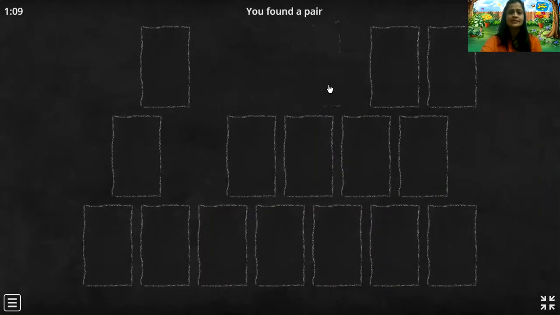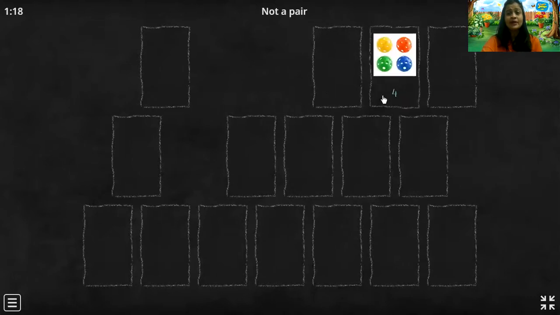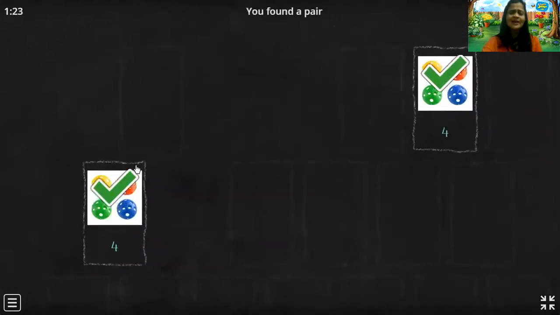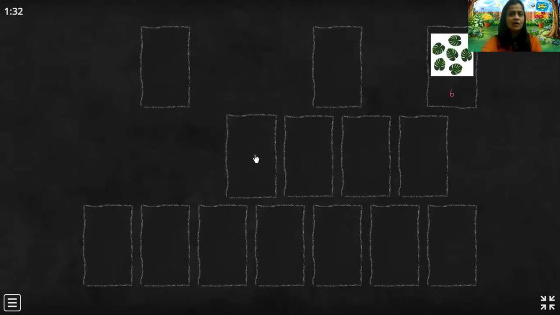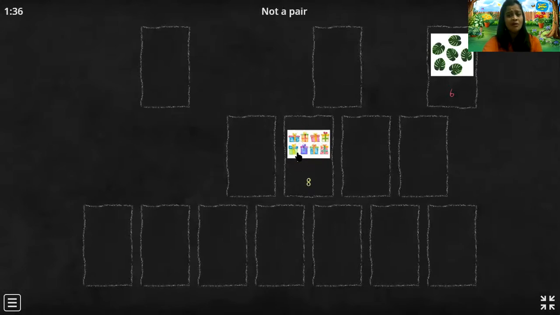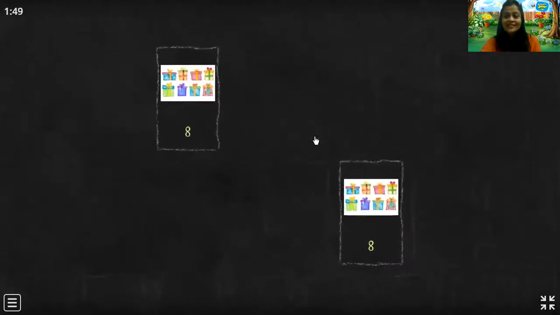Okay, now let's see this. These are 5 pens. And now let's this one. Oh, that's one ball. No worries. Four. We saw four. Four, four. This one. Yes, we got it correct. Yes. Now, this one. Six. Okay, there are six leaves. Now, let's see this. Oh, that was wrong. But, kids, this was eight gifts. Do you remember where was eight gifts? Here, right? So, let's pair it.